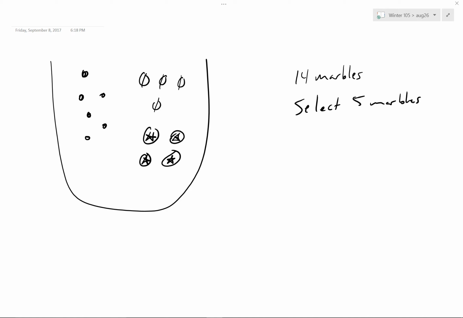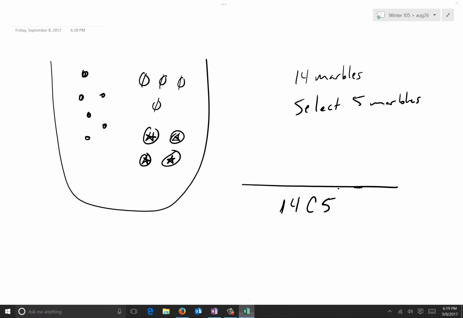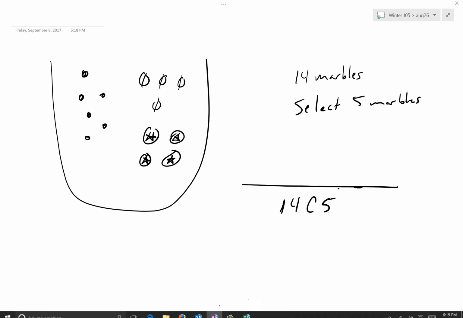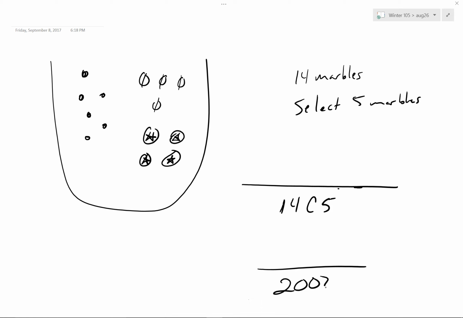So when I do that, my denominator is going to be 14 choose 5. We don't care what order they come out. We just want them to come out. So that will be my denominator. That's how many different ways you can select 5 marbles out of 14. On the computer here, I'm just going to edit this one. Boom. 2002. 2002 is my denominator.